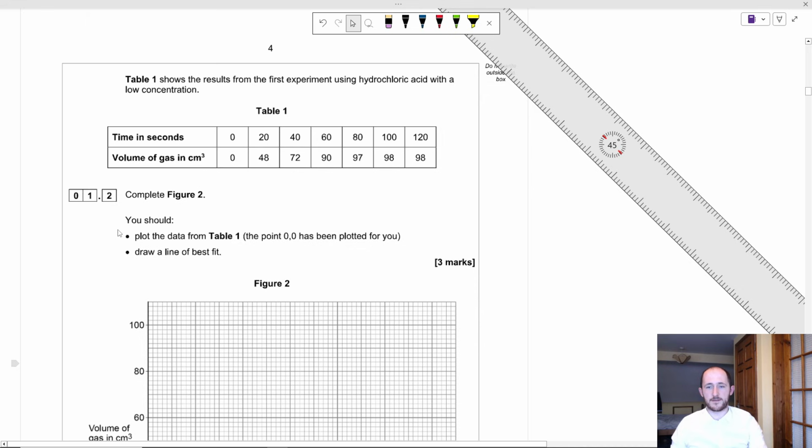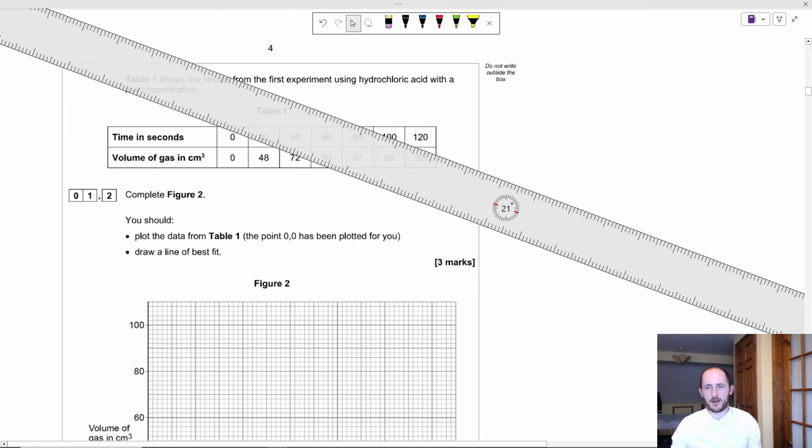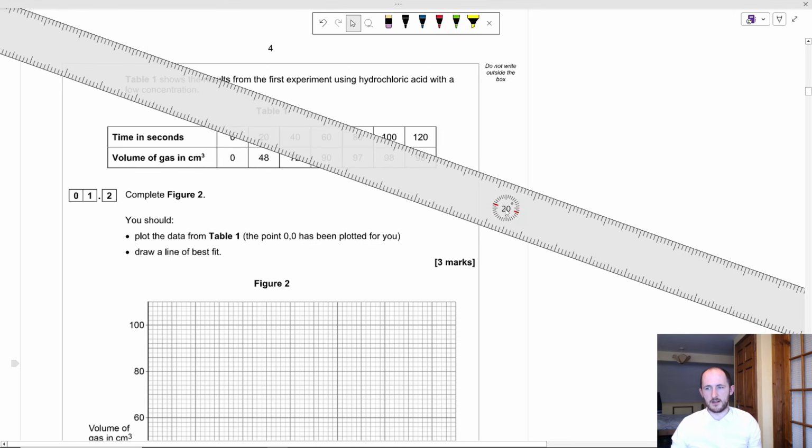For the second part, we have to actually plot this data that they give us and draw a line of best fit. And just as a preface, keep in mind that my ruler is not perfect. It goes up by individual, I mean, look how much it changes by just a tiny amount, right? Like, it's a big jump.